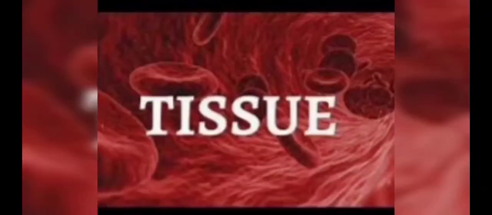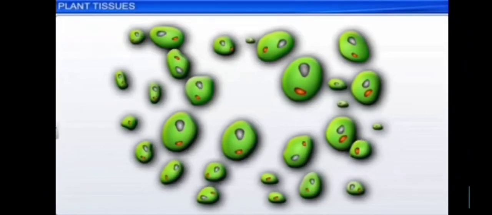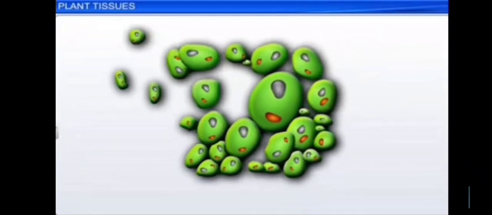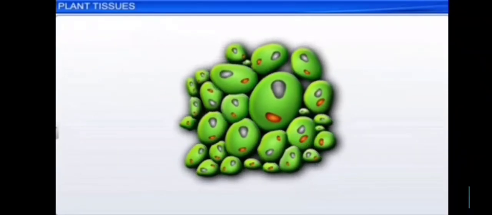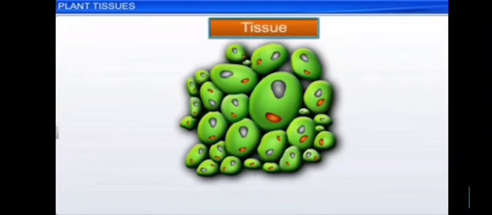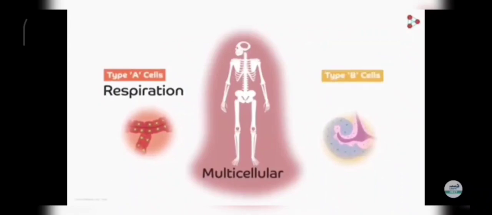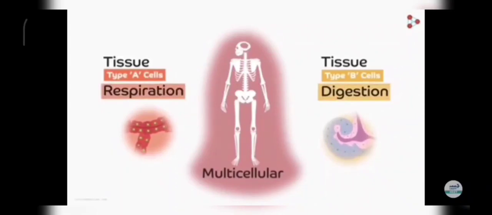What is a tissue? A group of cells that is similar in structure and work together to achieve a particular function forms a tissue. There are groups of cells which carry out special functions. For example, all cells of type A carry out the process of respiration and cells of type B carry out the process of digestion. What are these groups of cells called? Do they have a specific name? Yes. Each cluster of cells is called a tissue and each tissue carries out a specific function.